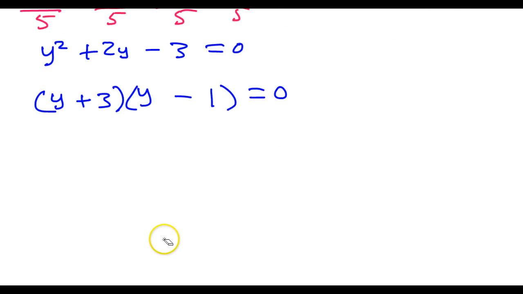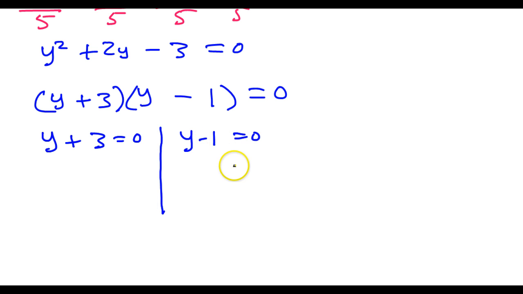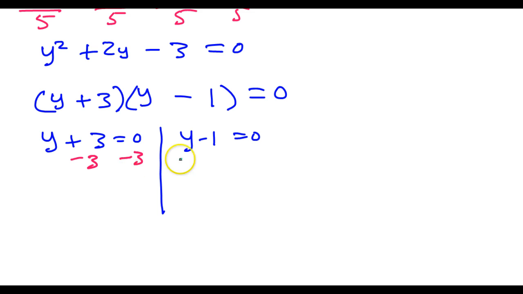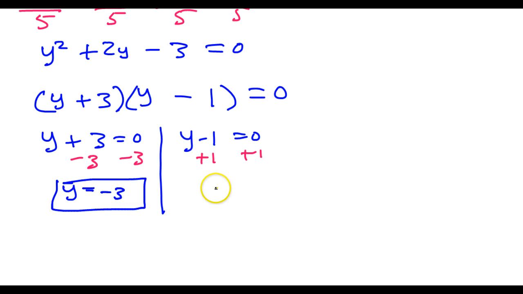Do you know what the next step would be for this? Okay, when you're factoring and you're trying to solve, you take these two factors and you set them each equal to 0 to get your two separate solutions. So I can do y plus 3 equals 0, that will give me one solution, and y minus 1 equals 0 will give me a second solution. Here I would subtract 3 on both sides. Here I'm adding 1 to both sides. So this is going to give me y equals negative 3. And this is going to give me y equals 1.